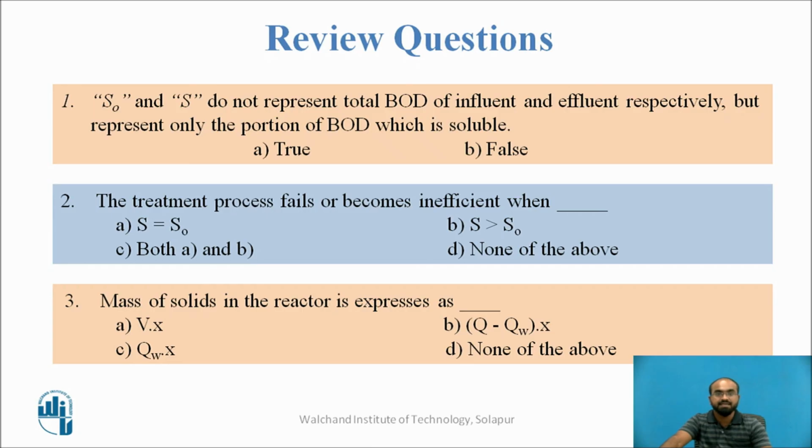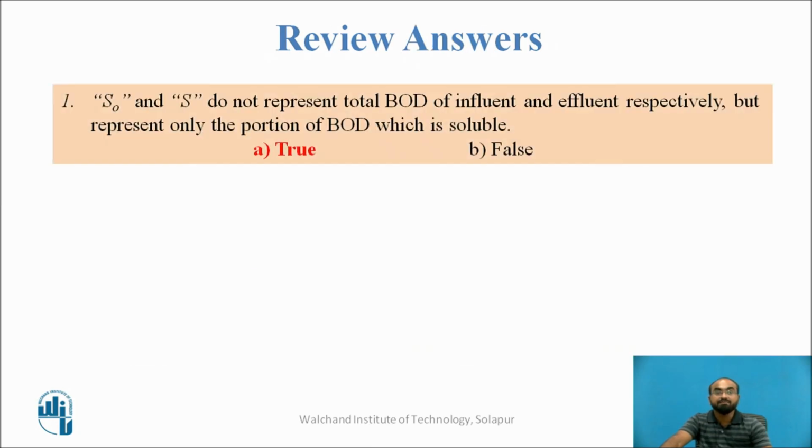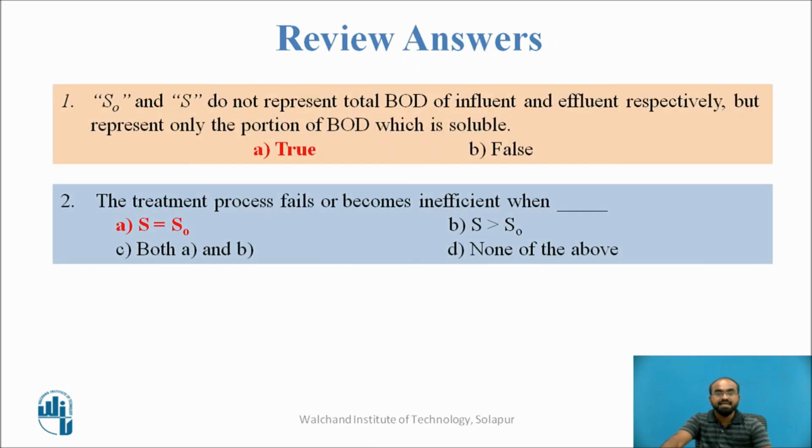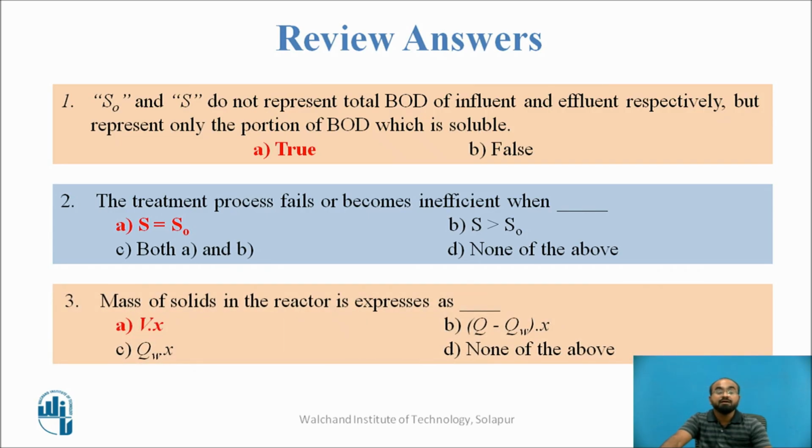Let us see their answers. The first one will be the true statement. Second will be that reactor becomes inefficient if S is equal to S0. It means that there is no BOD removal happening. Then mass of solids in a reactor is always represented as Vx.